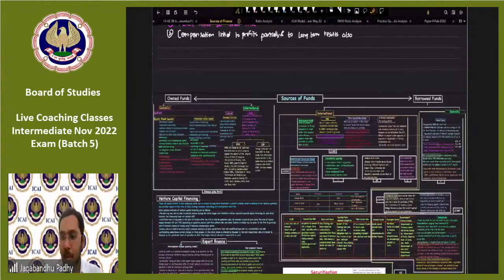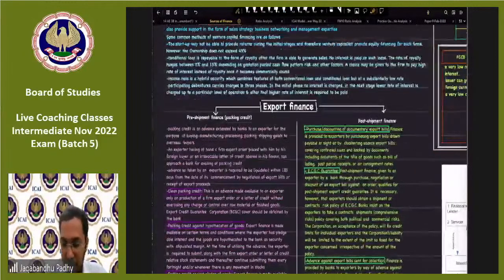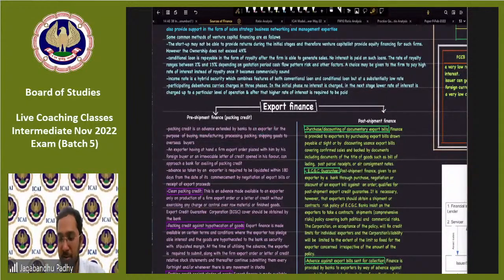Packing credit. It's an advance granted by banks to an exporter for the purpose of buying, manufacturing, and shipping goods to overseas buyers. So it is an advance given to the exporter. You being an exporter, you will manufacture the goods and sell them to the overseas market. For manufacturing, you need money, so that funding will be given by the bank. That's called packing credit.